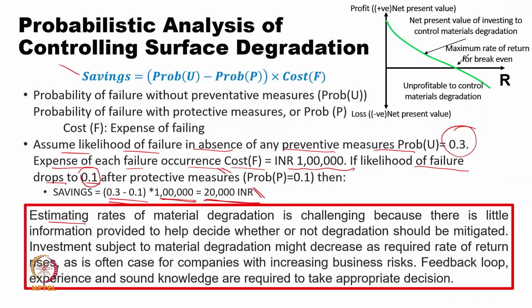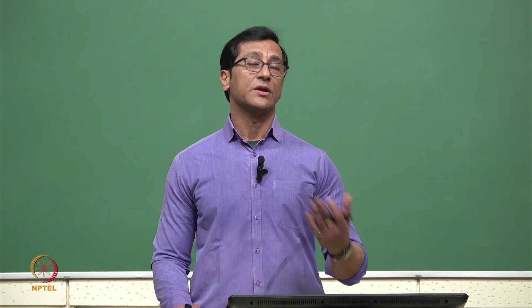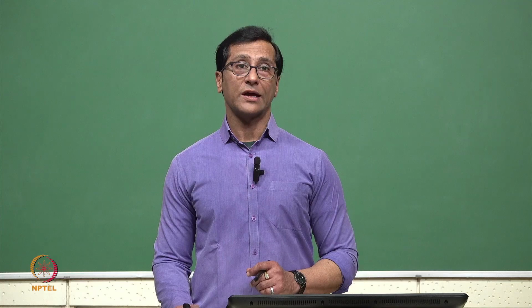Right. So we are saying that estimating the rate of material degradation is a challenge because little information is provided to help decide whether or not to take this kind of measure to mitigate the degradation. Investment subject to material degradation might decrease as the required rate of return rises. Another one, as I showed, if the expectation is 15% returns, naturally we need to say that yes, we really require degradation mitigation so that it can show a longer life.